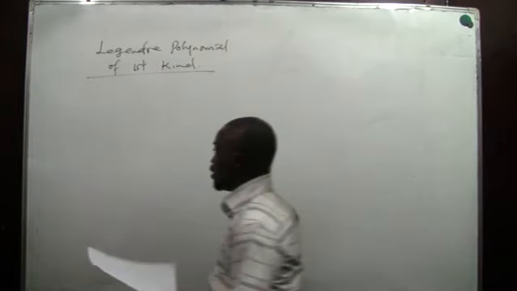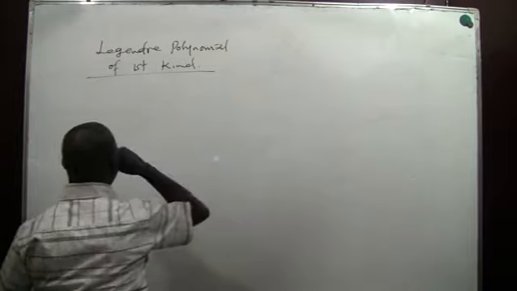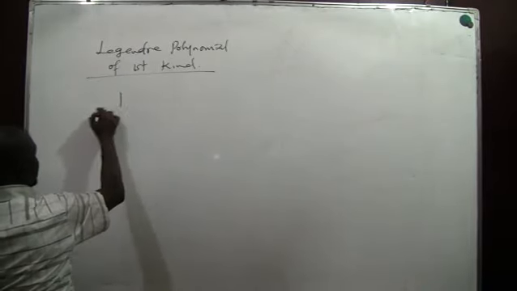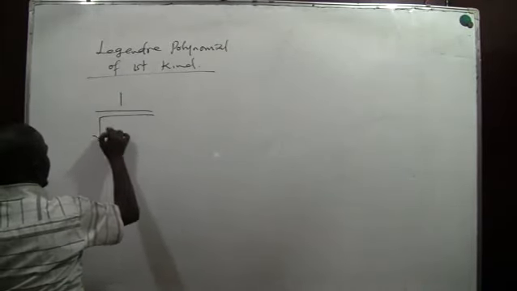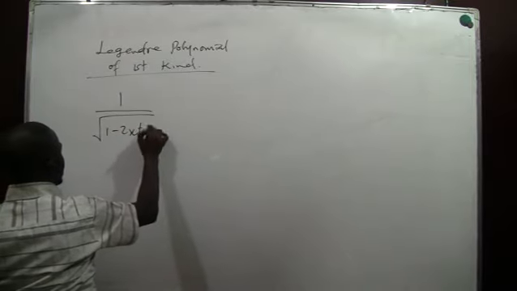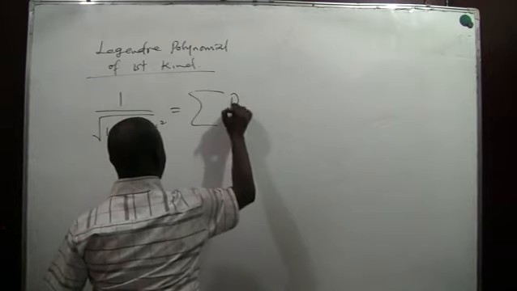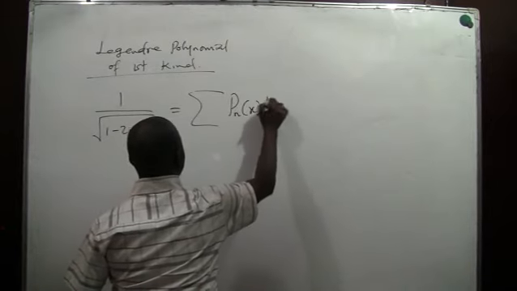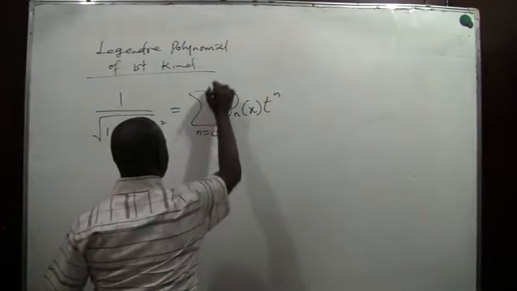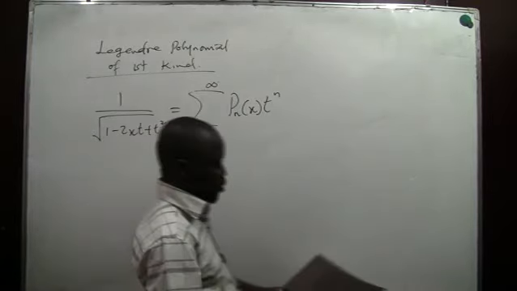We said the generating function of polynomial of first kind Pn is given as 1 divided by square root of 1 minus 2xt plus t squared equals summation Pn of x t to the power n from 0 to infinity.